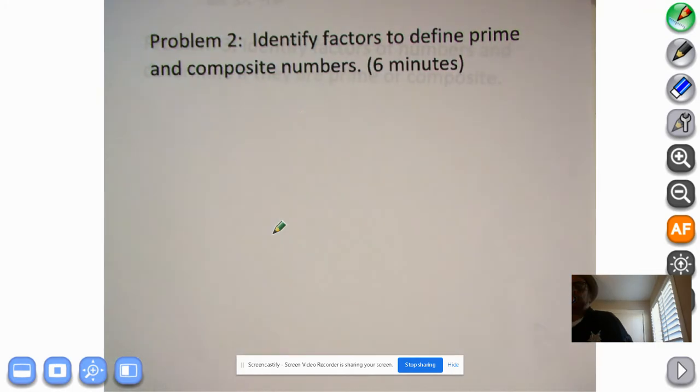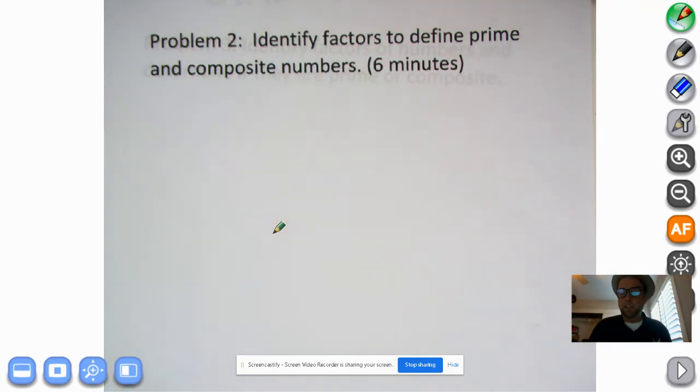Remember, yesterday we were talking about factors, numbers that we can multiply to reach a certain number. Remember, we talked about 18. We could go 18 times 1, 2 times 9, 3 times 6, and that was all we had. So the factors of 18 were 1, 2, 3, 6, 9, and 18 itself. Going to do some more of that.